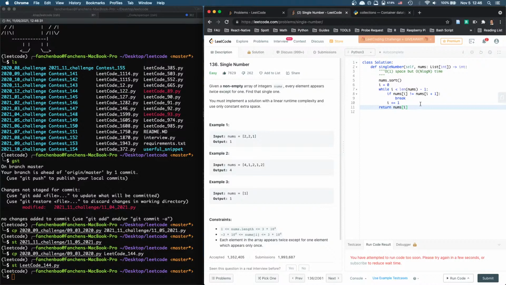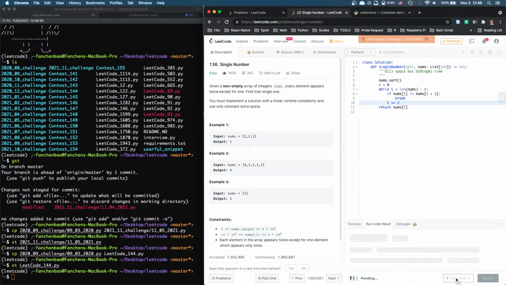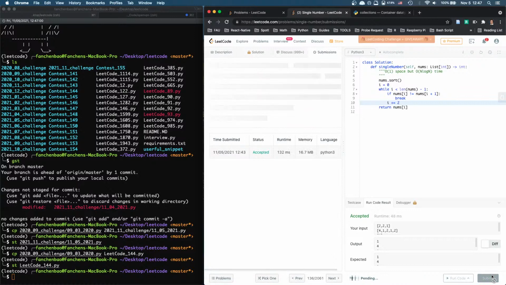Oh, hold on. Nope. Actually, no. I plus equal to 2. Right? Like if the first one is equal to the second one, then I will plus equal to 2. Right? If it is not equal, yeah, that should be right. Plus equal to 2. Yeah. As O(1) space with O(n log n) time.